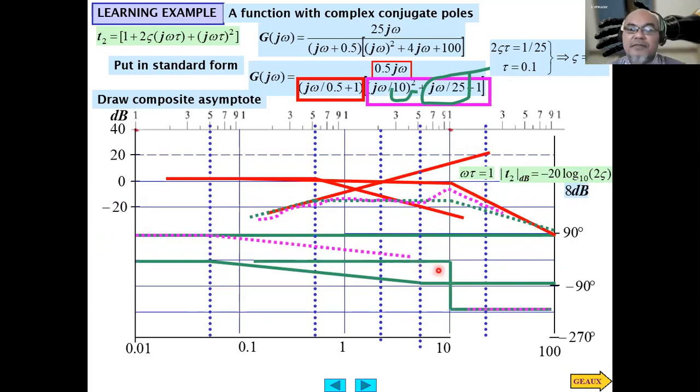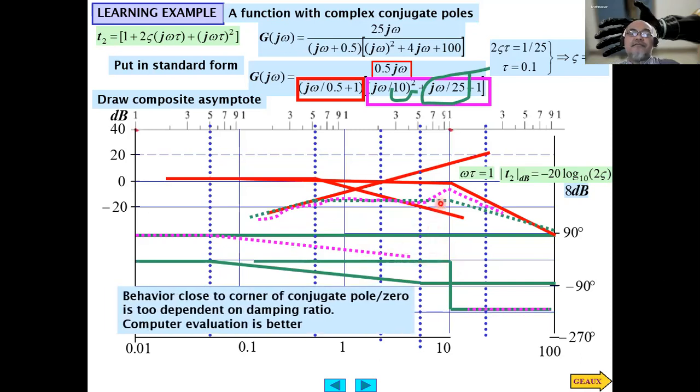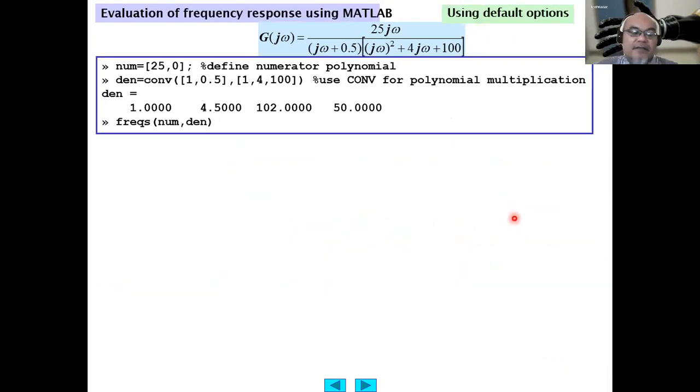The phase similarly can be drawn from the composite. Behavior close to the corner of a conjugate pole or zero is very dependent on the damping ratio. That is why computer evaluation is better. So this is a practical approximation. We don't use a computer, we just try to approximate how the magnitude characteristic and the phase characteristic will look. The better way is, of course, to use MATLAB or Python or Octave or any other computing software.